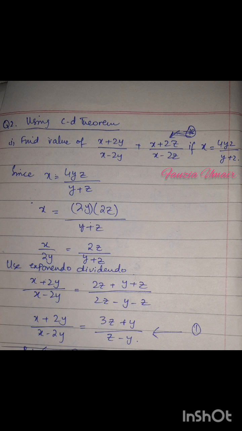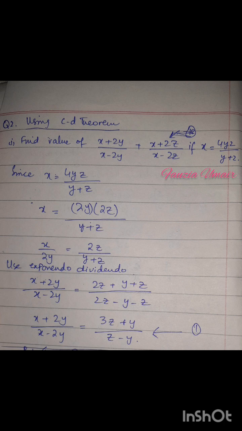Moving on to question number 2, which says using the componendo dividendo theorem, you have to find the value of the given expression if x is equal to this. In this type of question, we will use the given value of x and form both parts of the expression: x plus 2y by x minus 2y, as well as the value of x plus 2z by x minus 2z. How am I going to find these values? I will be using this given value of x.